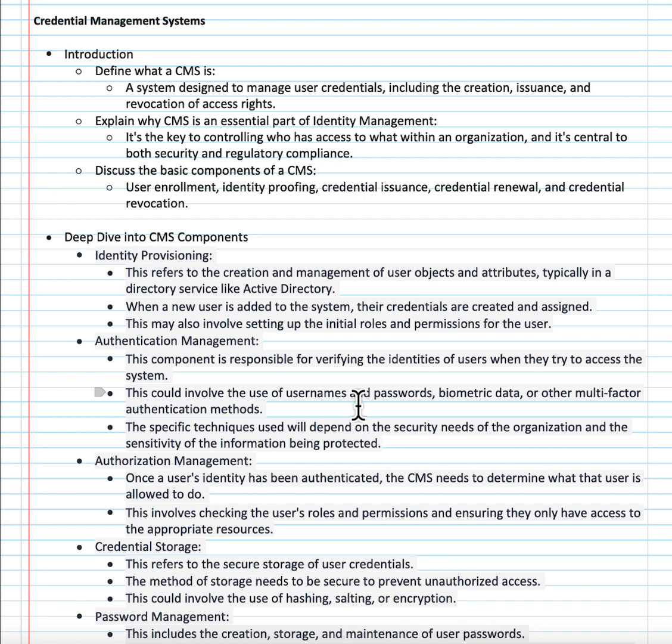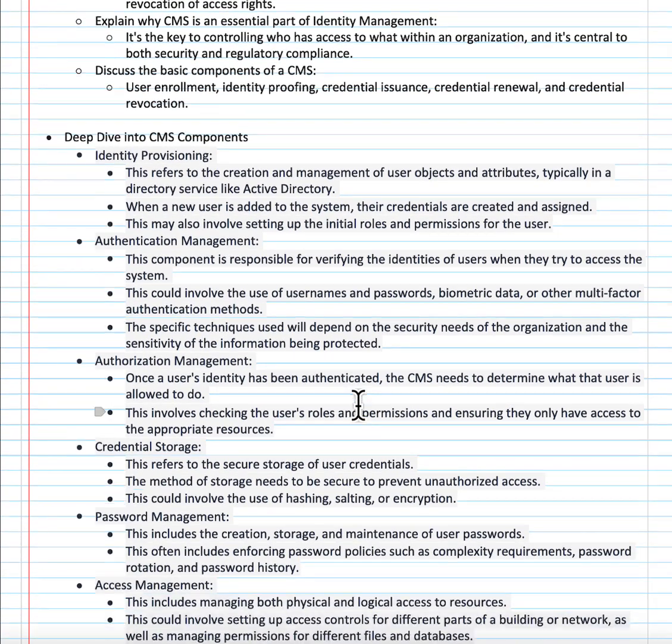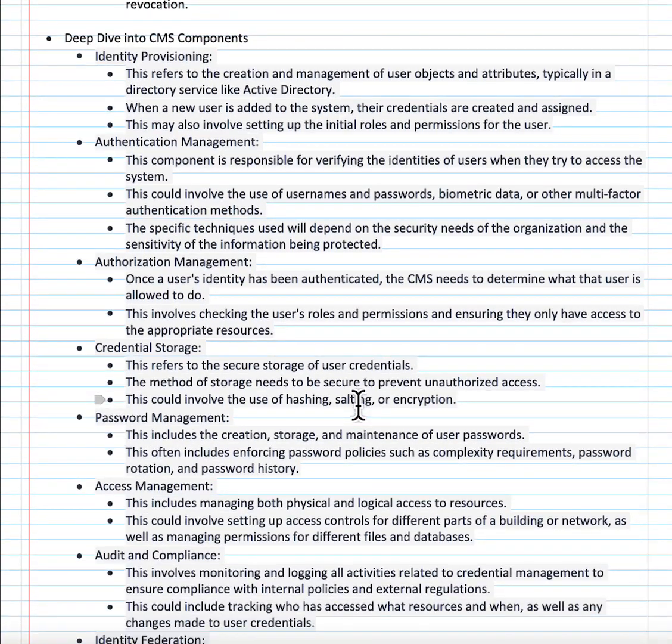That's pretty basic, right? Those are the basic components. So when you're dealing with the components, let's do identity provisioning. There are basically about 9 different components as it associates with the CMS. There's identity provisioning. This obviously provisions your identity, and this ties into Active Directory. It allows the credentials to be created and assigned, and it may also involve setting up the initial roles and the permissions for the user.